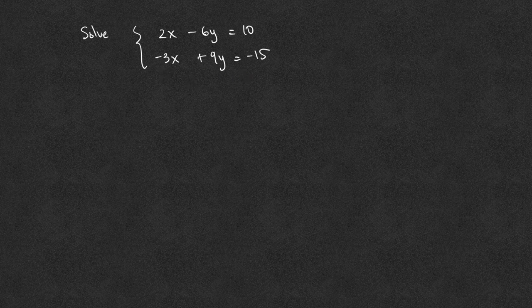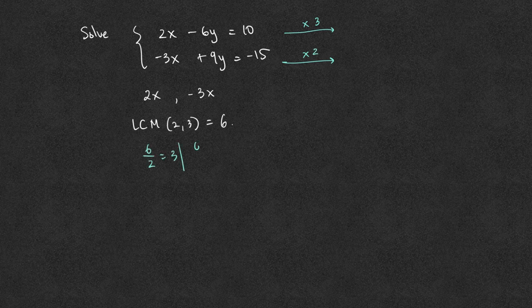If we want to eliminate x, then observe that the first equation has 2x and the second equation has negative 3x. The least common multiple of 2 and 3 is 6. So we need to multiply the first equation by 3 and the second equation by 2. 6 divided by 2 equals 3 and 6 divided by 3 equals 2. We then obtain an equivalent system of equations.